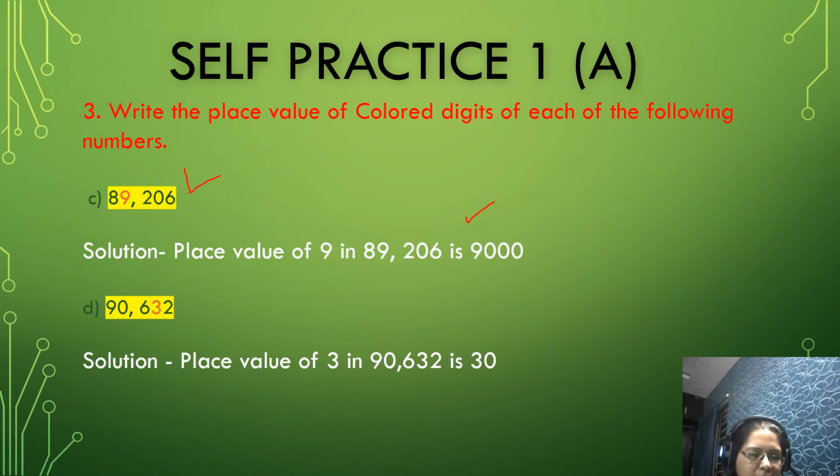And the second number given is 90,632. We will read it as 90,632, and the place value of this colored digit 3. The colored digit 3 is in the tens place. So the place value of 3 will be 3 multiplied with 10, that is 30. Place value of 3 in 90,632 will be 30.